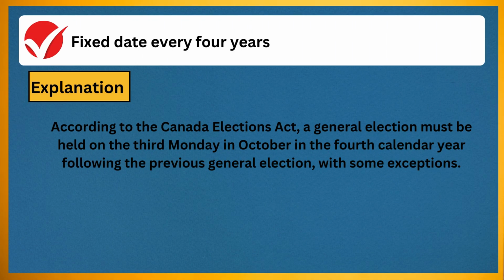The correct answer is fixed date every 4 years. Explanation: according to the Canada Elections Act, a general election must be held on the third Monday in October in the fourth calendar year following the previous general election, with some exceptions.